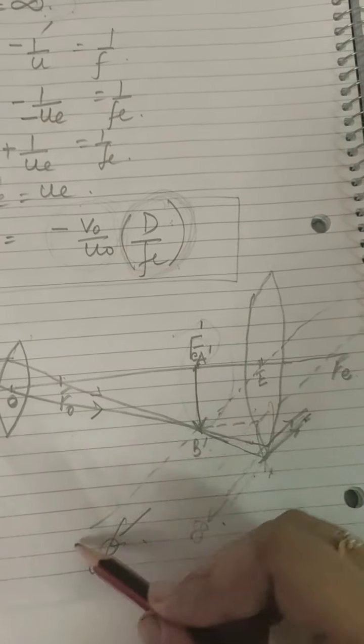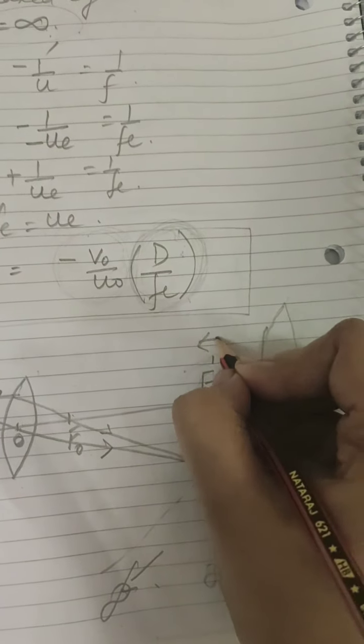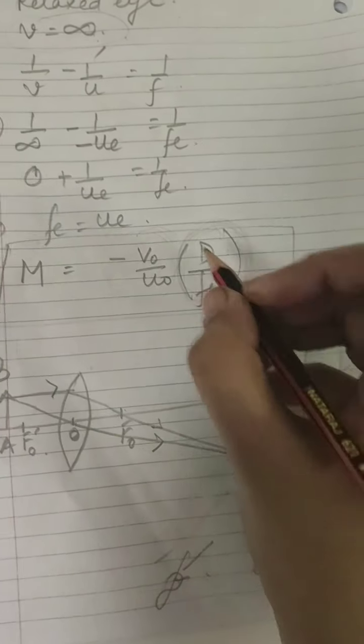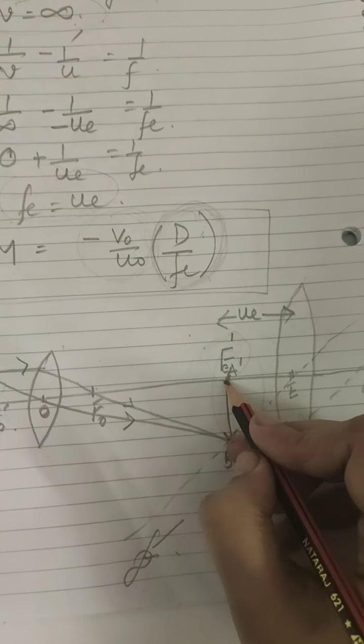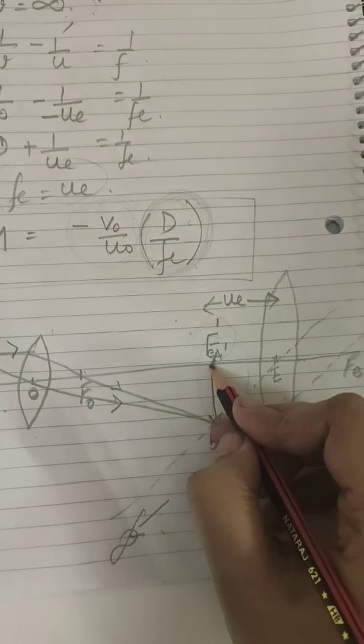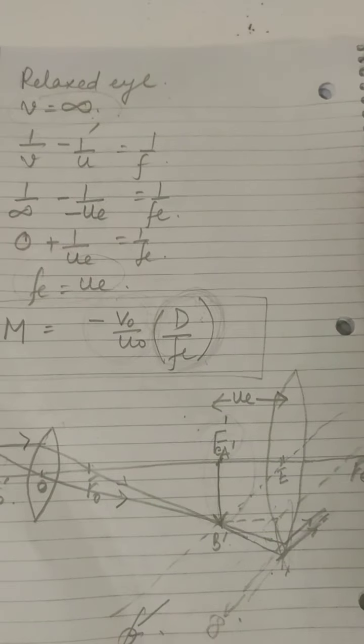Then the final image will be formed at infinity. Okay, this UE becomes equal to FE, the focal length of the eyepiece. Now we are going to do one numerical and we will end with that.